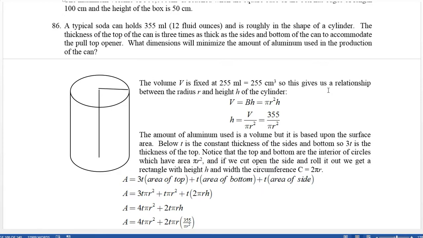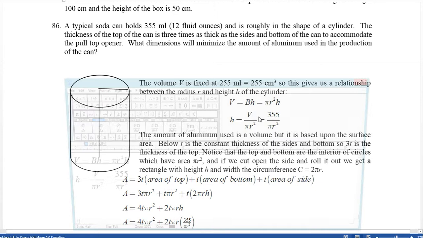Now we have a relationship between radius and height of the cylinder because the volume of a cylinder is the area of the base times the height. That works for a cylinder or a prism. The area of the base for a circular cylinder is pi r squared. So for a right circular cylinder, the volume is going to be pi r squared times h. Well, solving for h is the volume divided by pi r squared. The volume is a fixed amount of 355 milliliters. No, that should say 255.